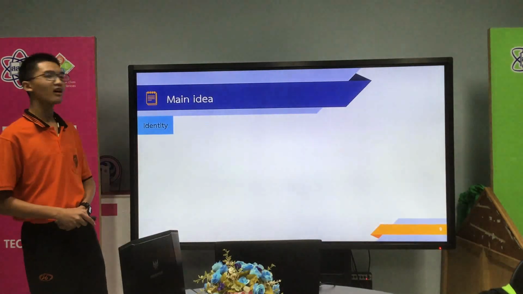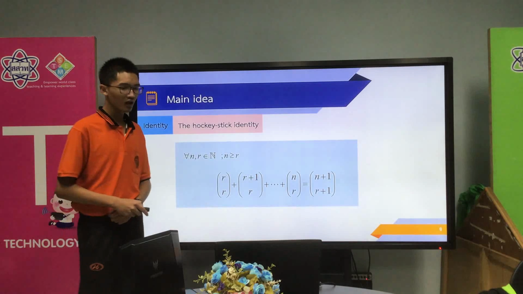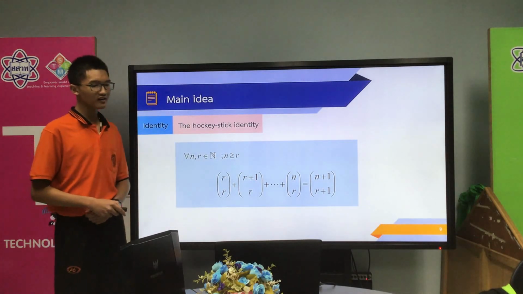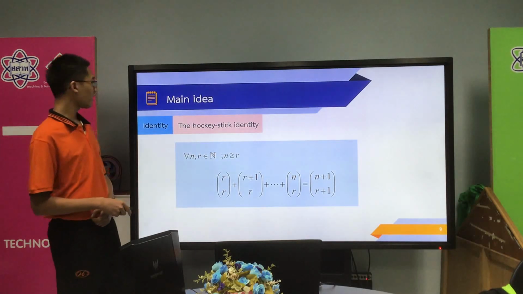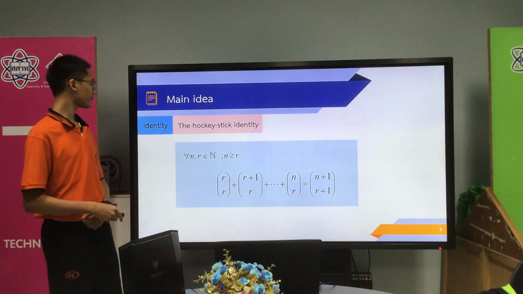For the main idea, this is the important identity I use in my project, named the hockey stick identity.